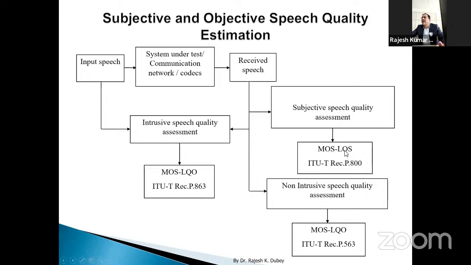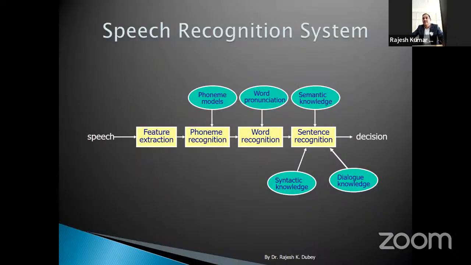That's why it is called the mean opinion score, LQS, listening quality subjective. Subjects will listen, and then we average the scores, which we call the mean opinion score. So this is about speech quality, speech coding quality. If quality is not up to the level, then there is speech enhancement.